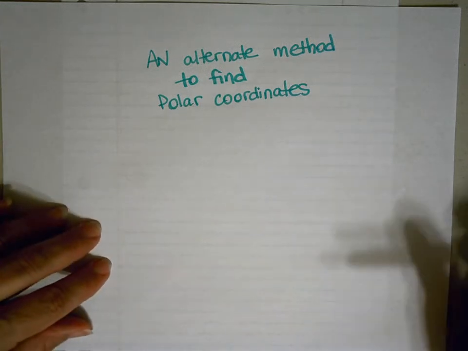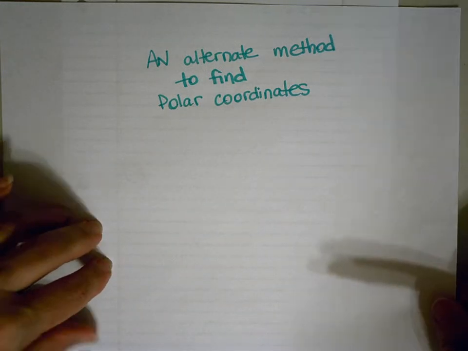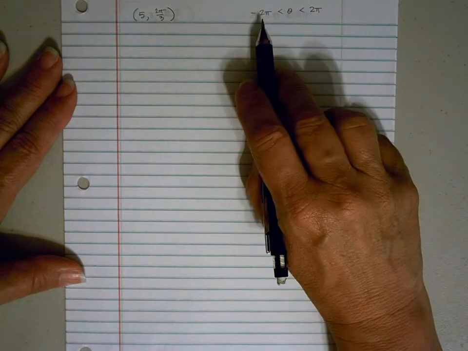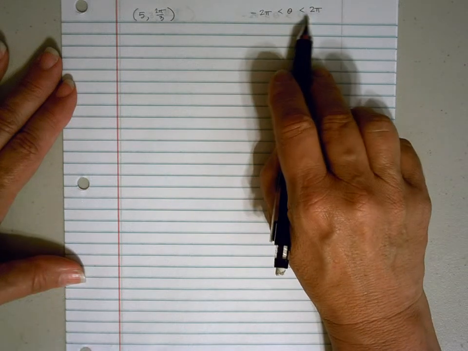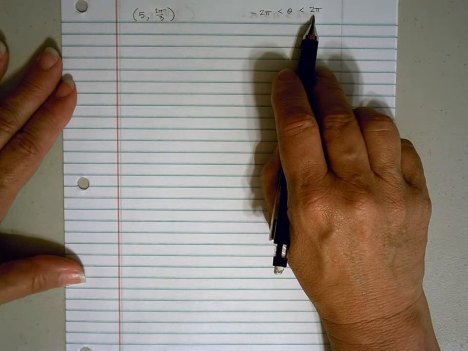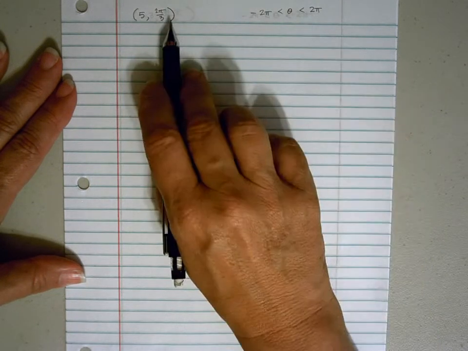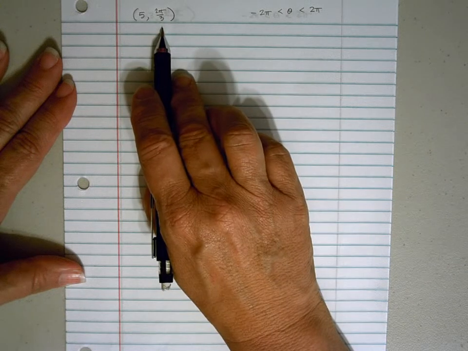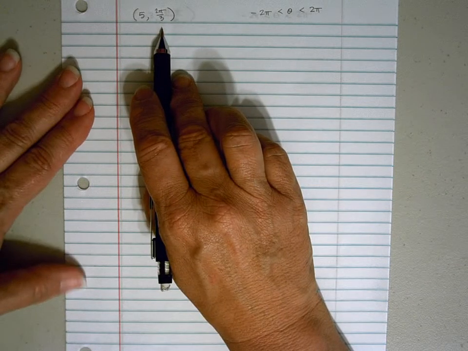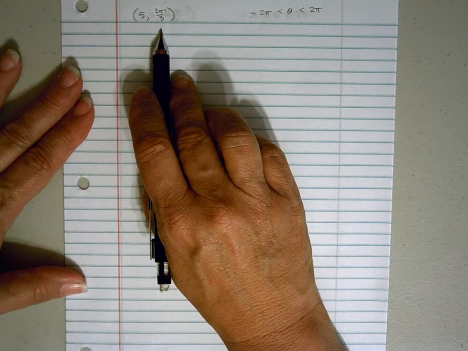Okay, let's do an alternate method to find polar coordinates. Say we're given the radius is 5, the angle is 2 pi over 3, and we have to stay in the restriction of negative 2 pi up through 2 pi. First thing I'm going to do is change my restriction so that I can match it with the fractions I'm going to get. So I want it to be in thirds.